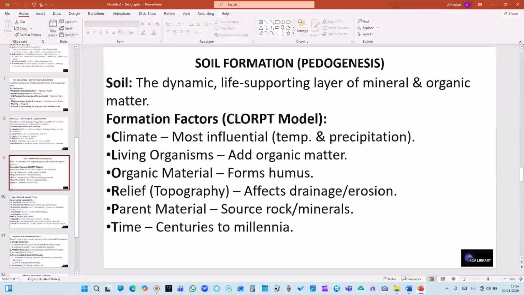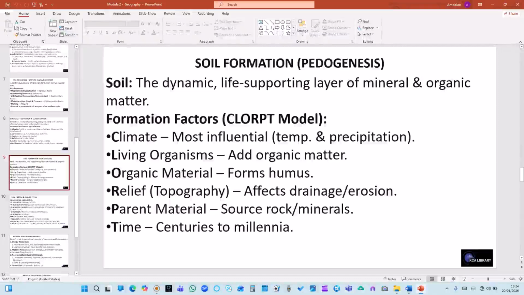Now let us look at soil formation. Soil, by way of definition, is a dynamic, life-supporting layer of minerals and organic matter. Soil formation is the result of five major factors. Number one factor is climate. Climate is the major factor that leads to soil formation, mostly influenced by temperature and precipitation.